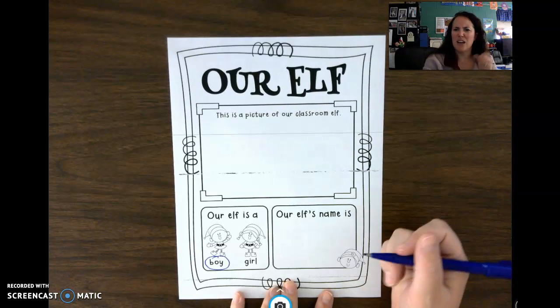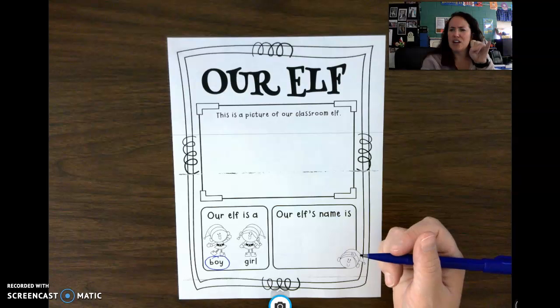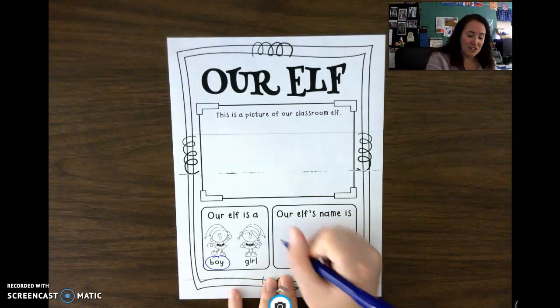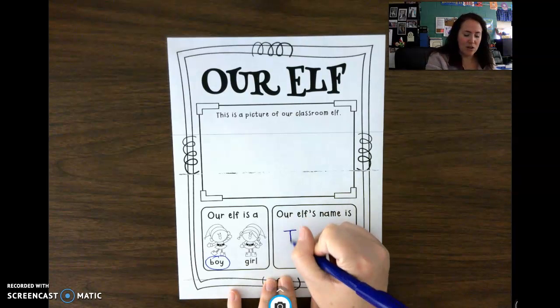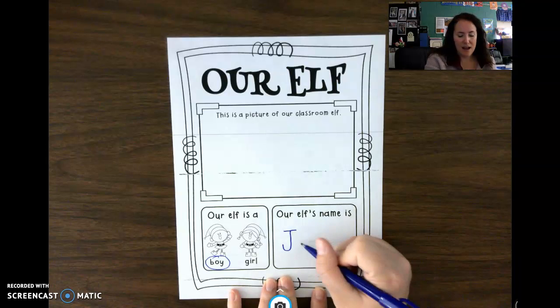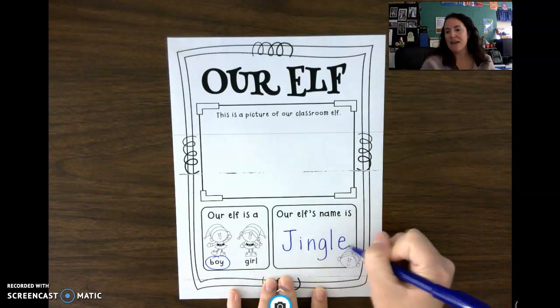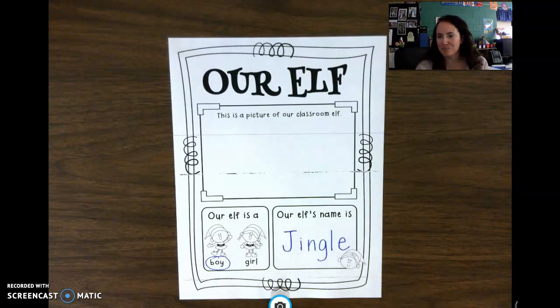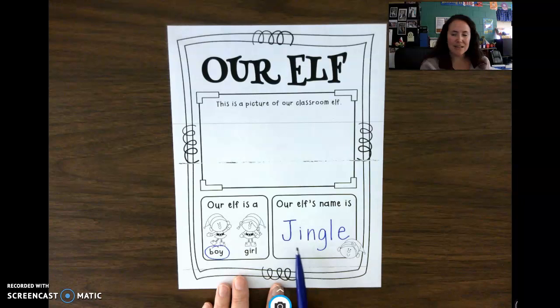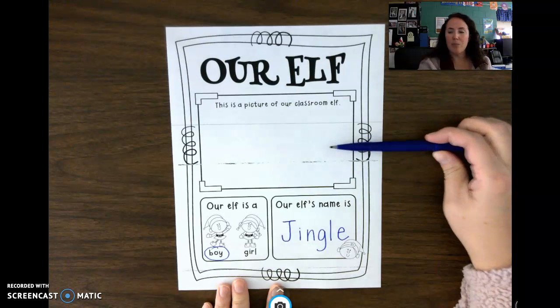What do you hear at the beginning of Jingle? I hear a J. And since that's his name, we're going to write a capital J. I-N-G-L-E is how you spell Jingle, okay? So you can copy his name, you can circle that he is a boy, and then you can go back and draw a picture of Jingle.